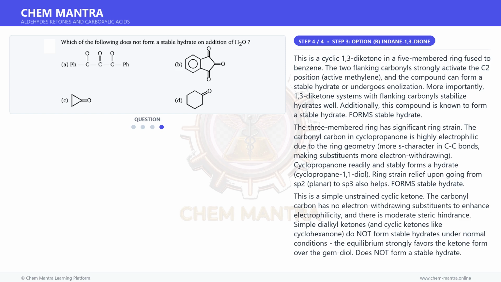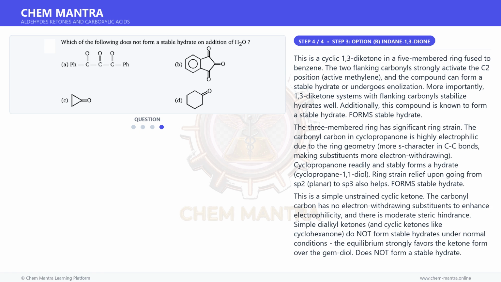This is a cyclic 1,3-diketone in a 5-membered ring fused to benzene. The two flanking carbonyls strongly activate the C2 position, the active methylene, and the compound can form a stable hydrate or undergo enolization. More importantly, 1,3-diketone systems with flanking carbonyls stabilize hydrates well. Additionally, this compound is known to form a stable hydrate.